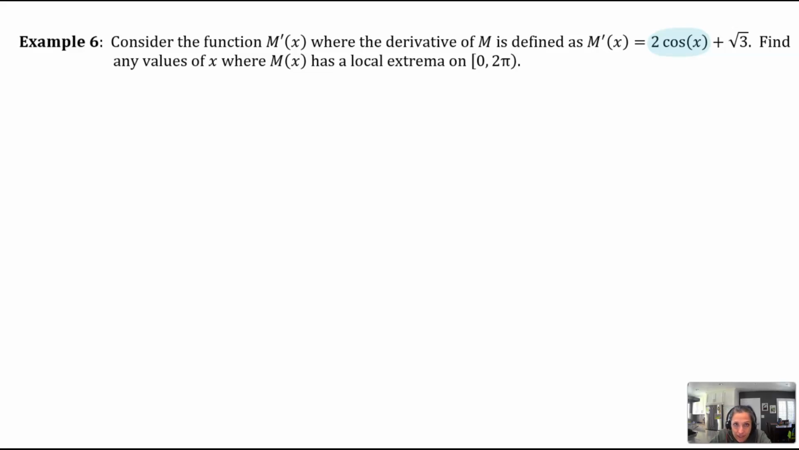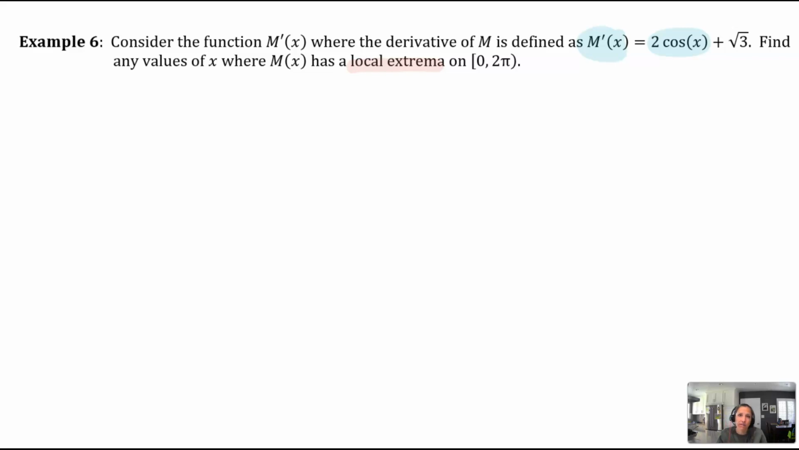All right, so example 6 is similar to one of the examples we saw before in the increasing, decreasing intervals, and we're back to trig. Yay! Different, in that particular problem, we were given a function where we had to take a derivative, and in this case, we've been given the derivative function. And then we wanted, of course, intervals of increasing and decreasing, and now we want our local extrema.